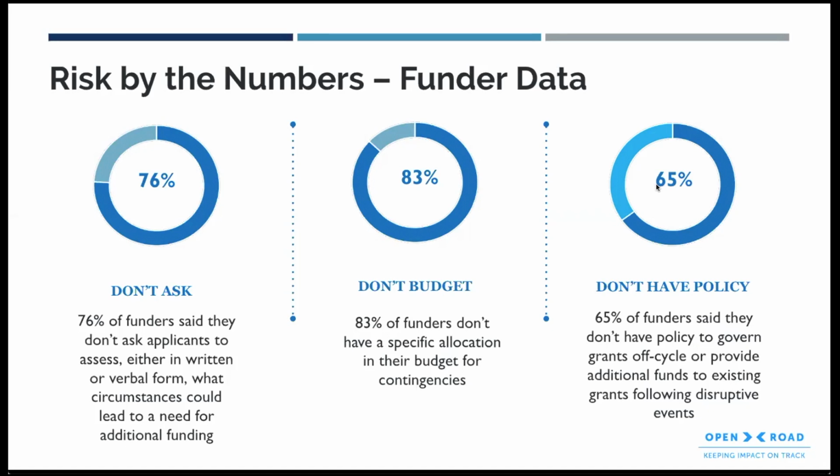So if something goes wrong with one of their grantees or one of their investees, and 65% of funders don't even have a policy, again, let alone a process, procedure, or data tracking program to actually govern off-cycle requests or this inevitable need to perhaps have more funding or some other changes when the inevitable unpredictability strikes. So that's where we are in terms of the sector and risk.